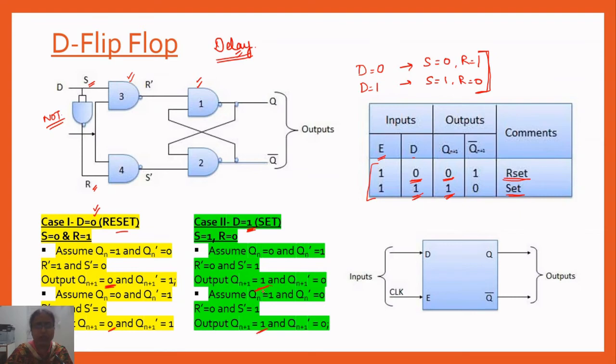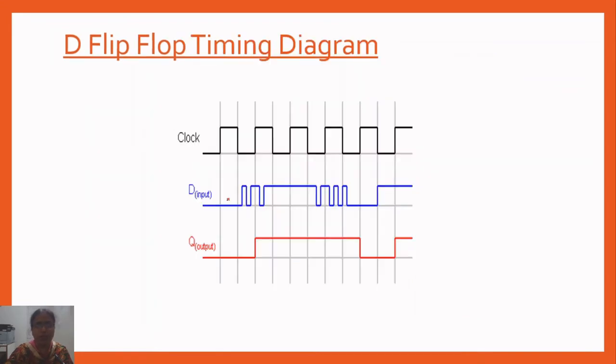So that's why it is called the delay flip-flop: whatever the input is, that is shown at the output, or passed on to the output, with some delay. The rest is the same, and we are using these two cases of the SR flip-flop, S is 0, R is 1, and S is 1 and R is 0.